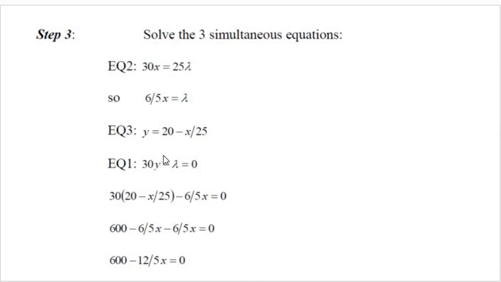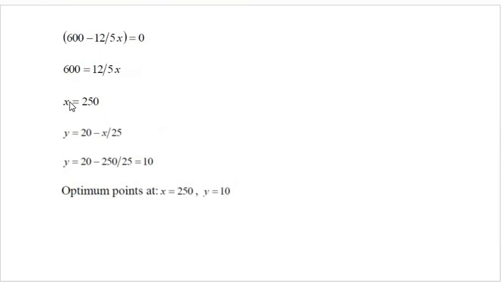So we get lambda equal to 6 by 5x, and use that in equations 3 and 1. So we get 600 minus 12 by 5x equal to 0. So that x equal to 250, and we get y equal to 10.